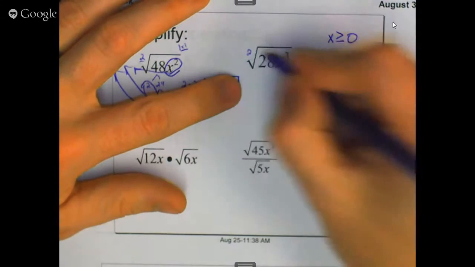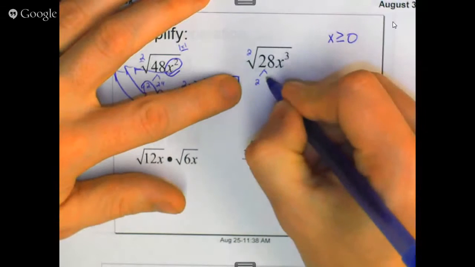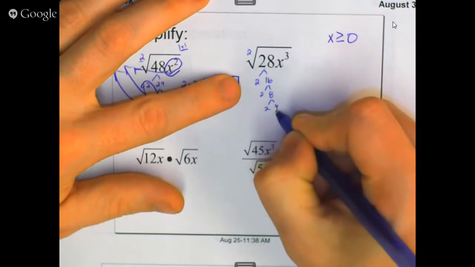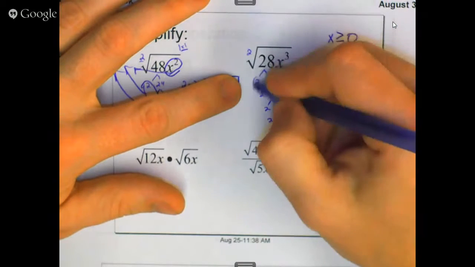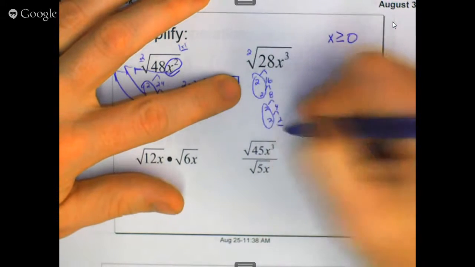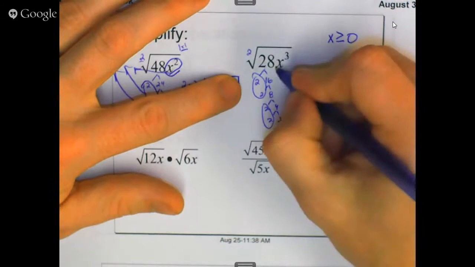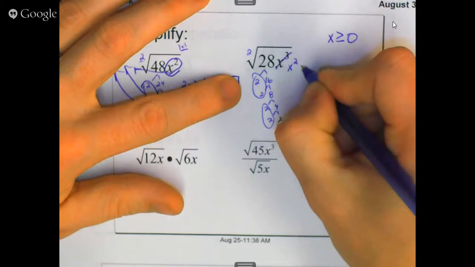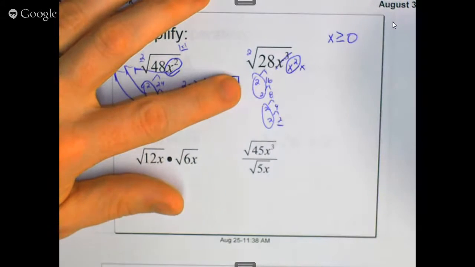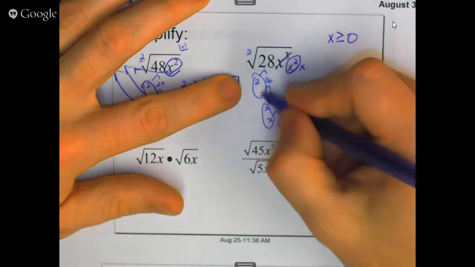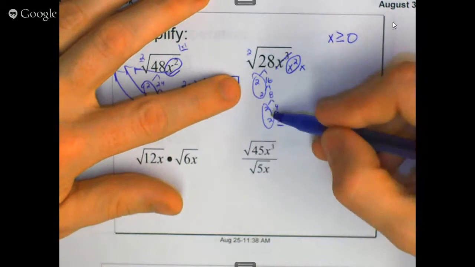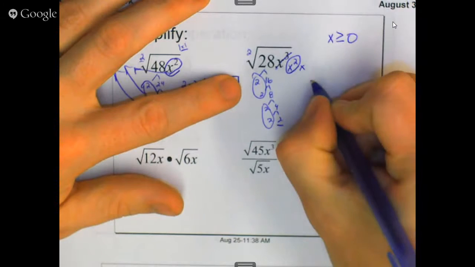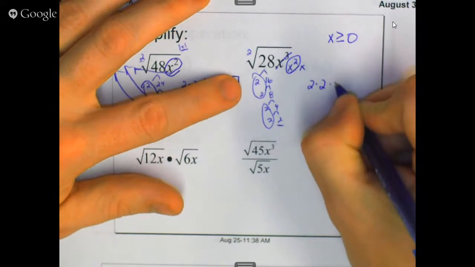So I need a group of 2. So we'll do 2 and 16, 2 and 8, 2 and 4, 2 and 2. So there's a group of 2, there's a group of 2, and I got a 2 left over. Now, I need a group of 2 x's, so I'm going to rewrite x to the third as x squared x. So there's a group of x's. So again, each one of these that is circled, I'm going to bring out one of those numbers or letters. So I'm bringing out a 2 and a 2 and an x.